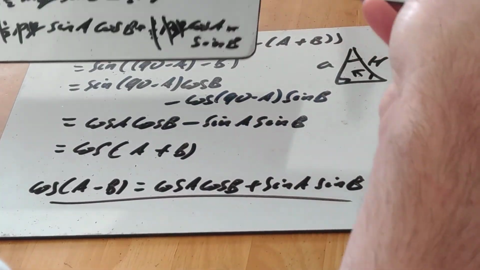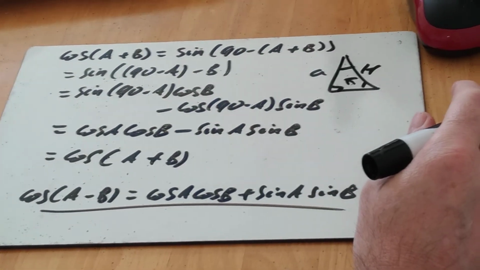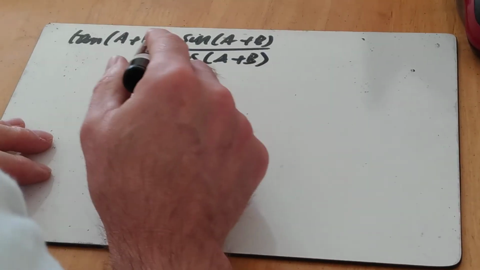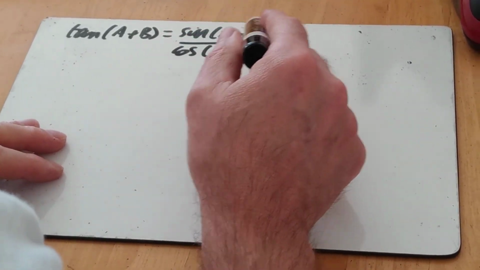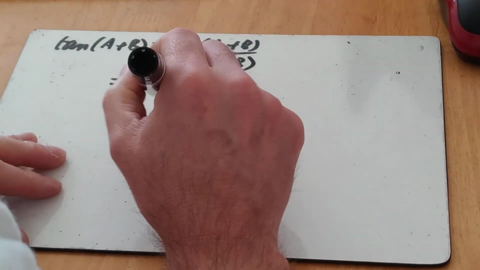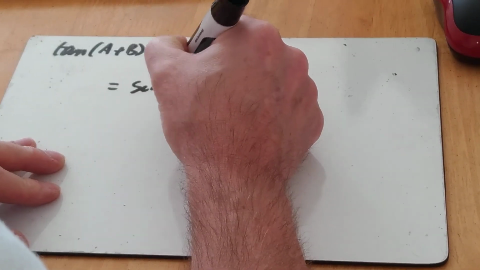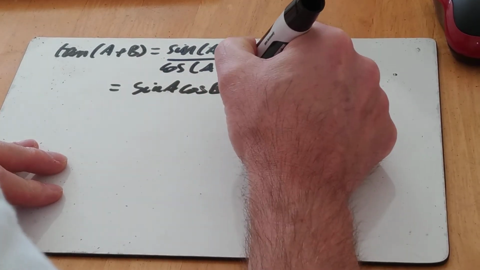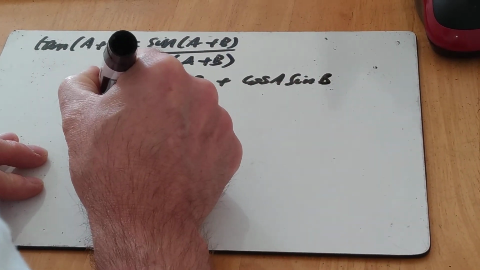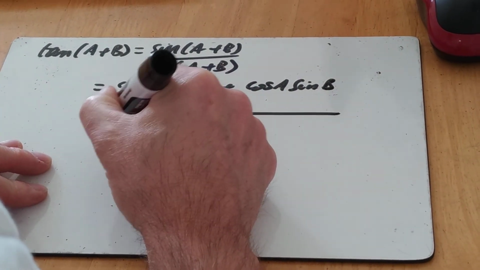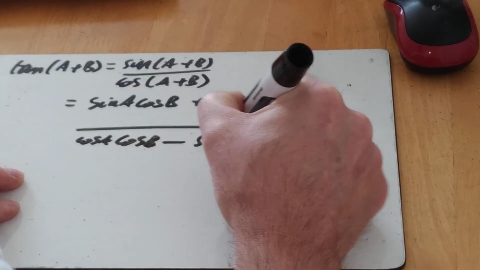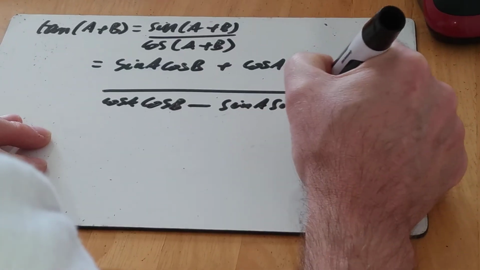And the last one, and now when we look at tan of a sum, tan of A plus B is sine over cos, so it's sine of A plus B divided by cos of A plus B. I'm going to write it as a fraction, but with a bit of space, and you'll see why. So I'm going to write it as sine A cos B plus cos A sine B, divided by cos A cos B minus sine A sine B.